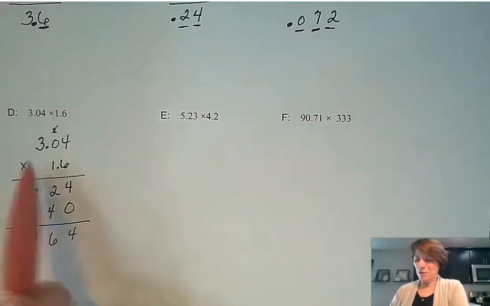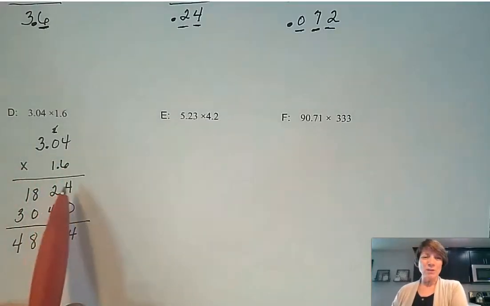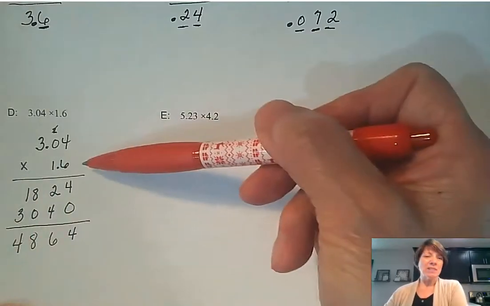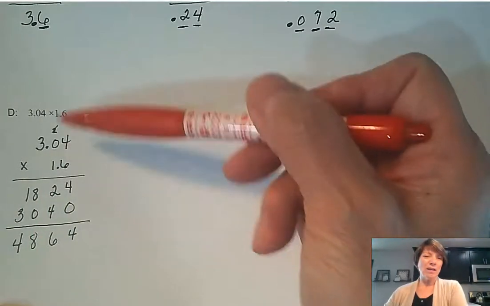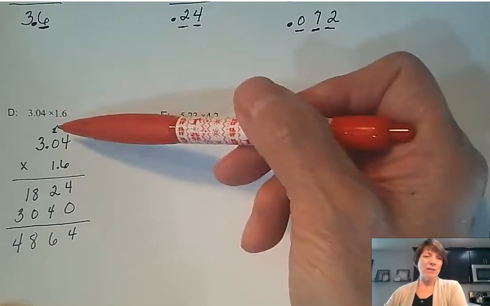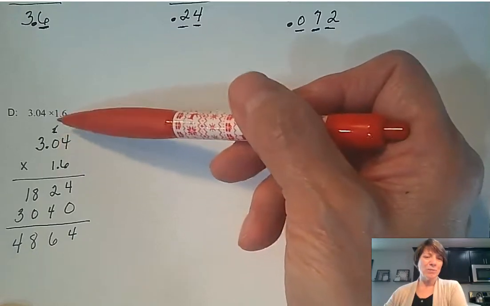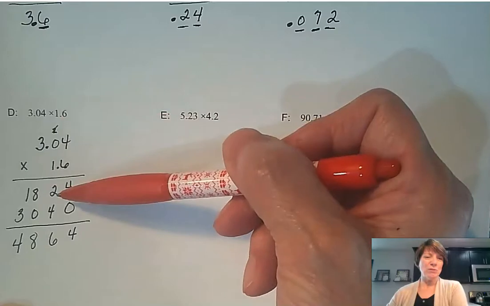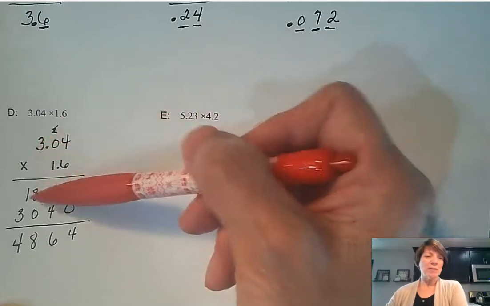Okay, next problem here. We have 3 and 4 hundredths times 1 and 6/10. I multiplied 6 times 4. I got 24. I put my 4 down, carried my 2. 6 times 0 is 0. Then I have plus 2, so there's where that 2 came from. 6 times 3 is 18.